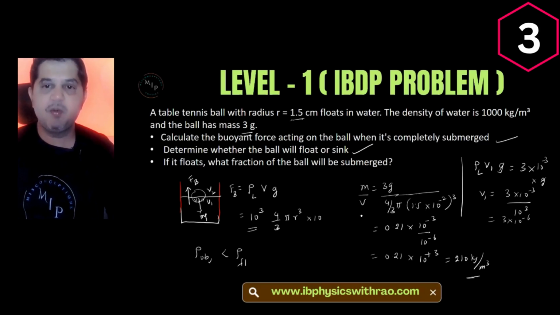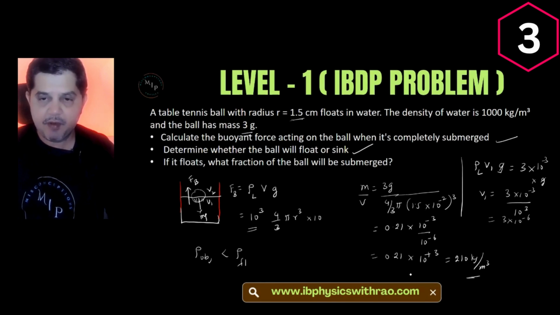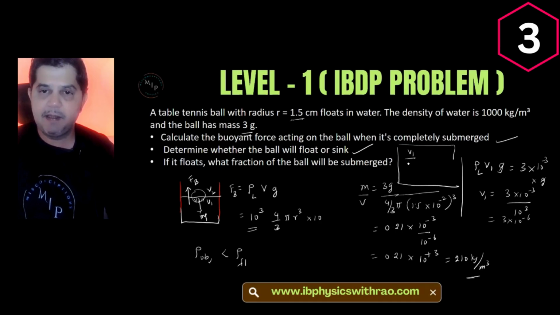Now what is the total volume of the ball? Somewhere we found out, no? We did not find it. We found out only this value over here. Okay, what is the fraction? I'm not calculating, I'm just showing you this. So the fraction is nothing but this V1 divided by the total volume. So this will be 3 into 10 power minus 6 divided by 4 by 3 pi, and what's the value of R? 1.5 centimeter. 1.5 into 10 power minus 2, the whole cube.